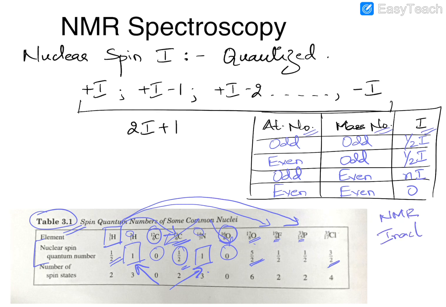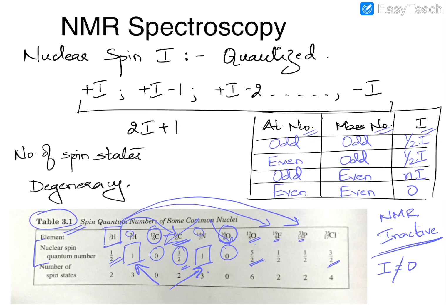So for NMR active nuclei, the criterion is that I should be non-zero. It could either be a half integral spin or a complete integral spin, just that the total spin of the nucleus should not be 0.